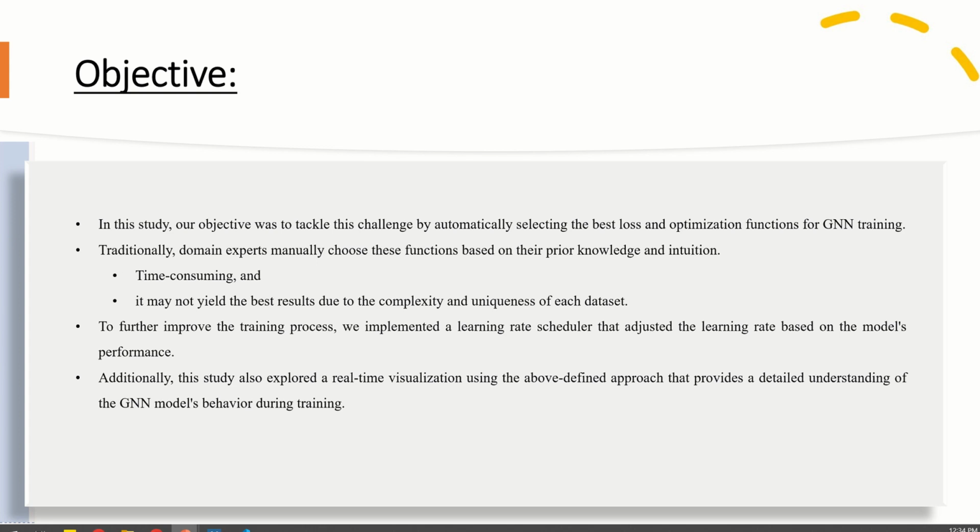Additionally, this study also explored a real-time visualization using the above-defined approach that provided detailed understanding of graph neural network models and behavior during the training procedure.